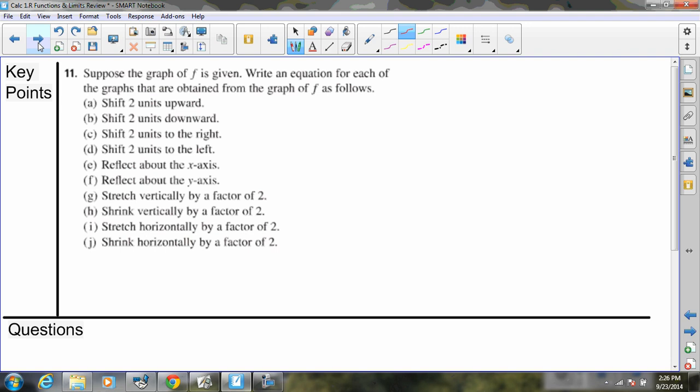Number 11, suppose the graph of f is given. Write an equation for each of the graphs that are obtained from the graph of f as follows. Okay, so basically this is the transformations. We know if it's a horizontal or x-axis change, that will be applied to the argument inside the parentheses. But if it's a y change, then that is going on outside the parentheses. So a shift of 2 units upward, that would be f of x plus 2, going on the outside. If we wanted to shift 2 units downward, that would be f of x minus 2, minus on the outside.